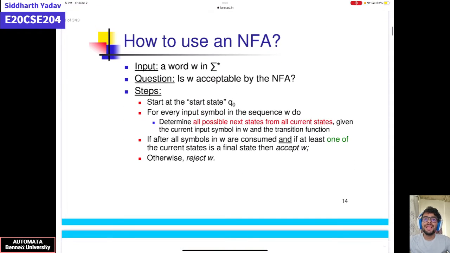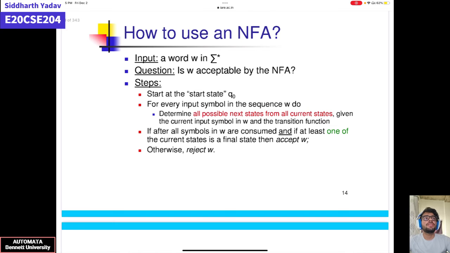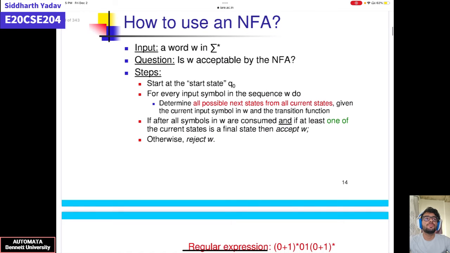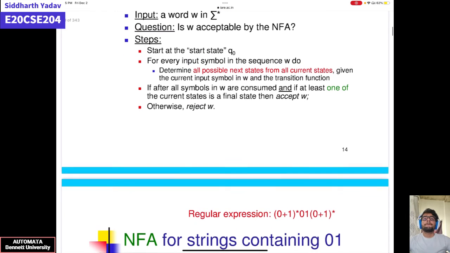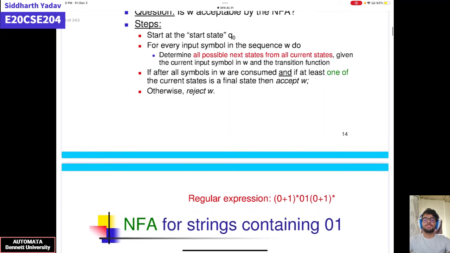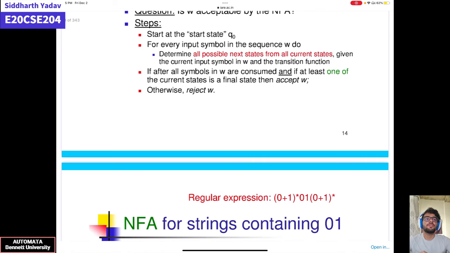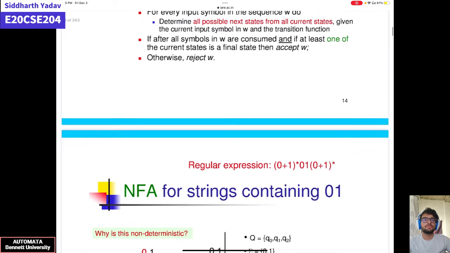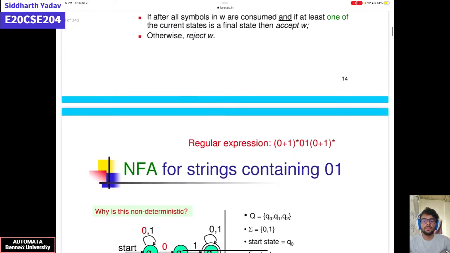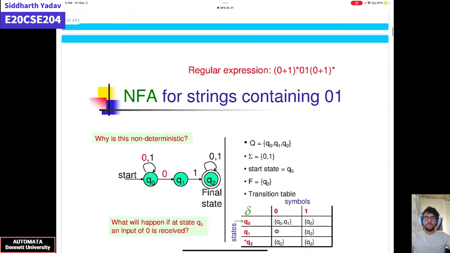How to use an NFA? Input a word W in sigma star. The question is: is W acceptable by the NFA? Step one, set the start state Q naught. For every input symbol in the sequence W, determine all possible next states from all current states, given the current input symbol in W and the transition function. If after all symbols in W are consumed at least one of the current states is a final state, then accept W; otherwise reject W.